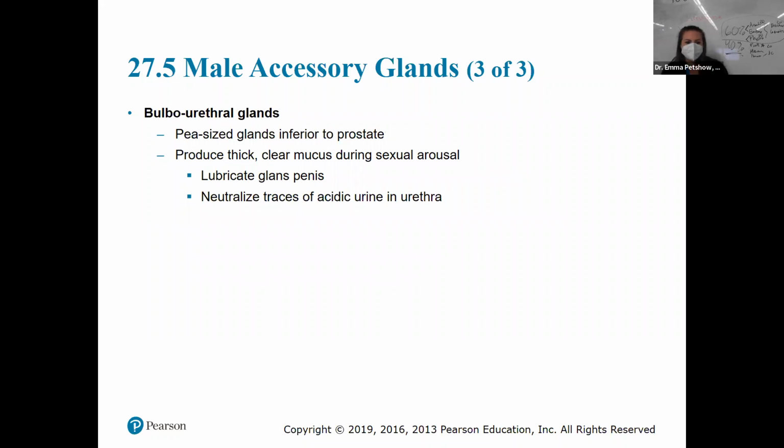And then our last gland is going to be our bulbourethral glands. These are pea-sized glands, very small, inferior, so below the prostate. They're going to produce more of a mucus, which is going to lubricate the glans penis. It also is going to neutralize any acidic urine in the urethra. So this is helpful in preventing degradation of sperm, that maybe if there was an acidic environment, they might not survive.